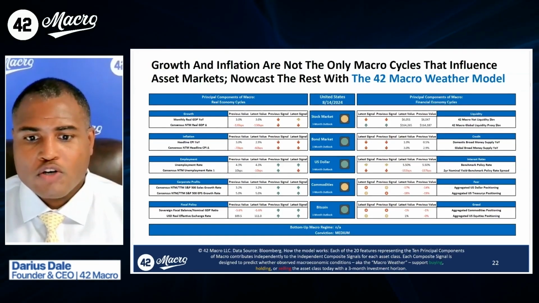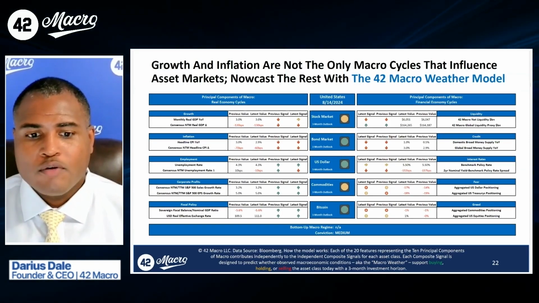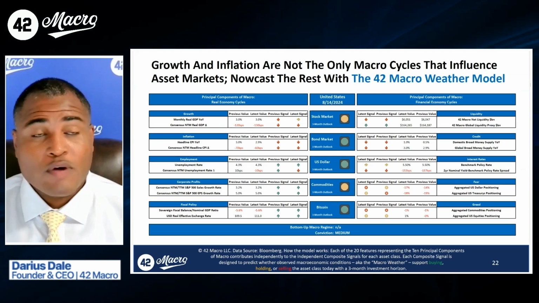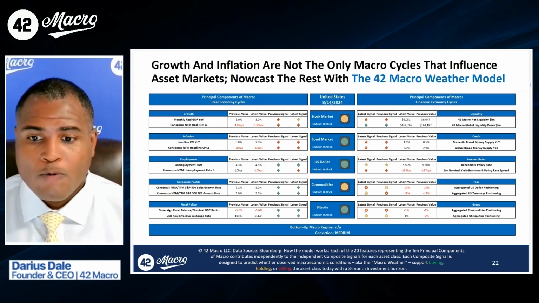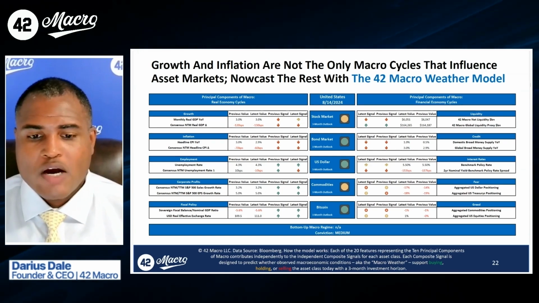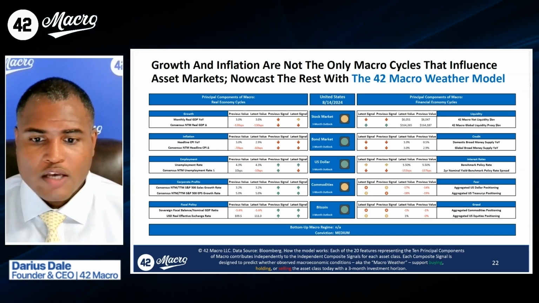So growth and inflation are not the only macro cycles that influence asset markets. You can now cast the rest of those cycles with the 42 Macro weather model. And so what the 42 Macro weather model is designed to do are 2 things.